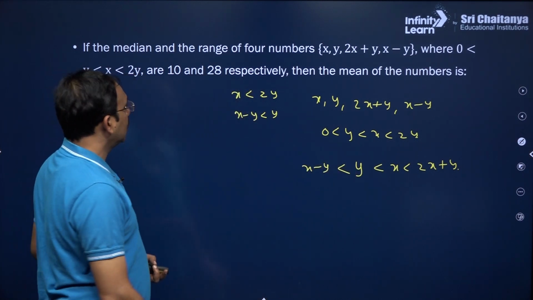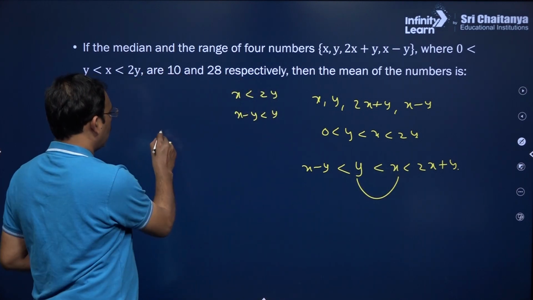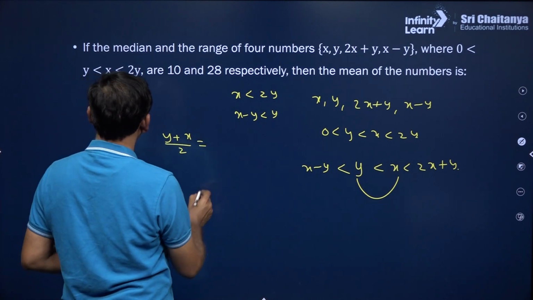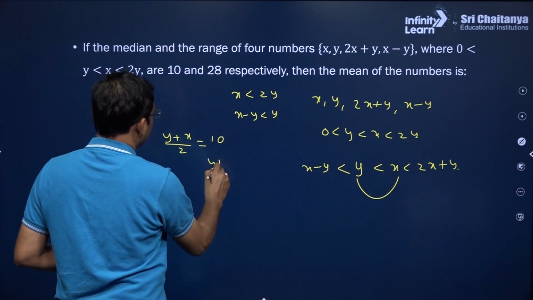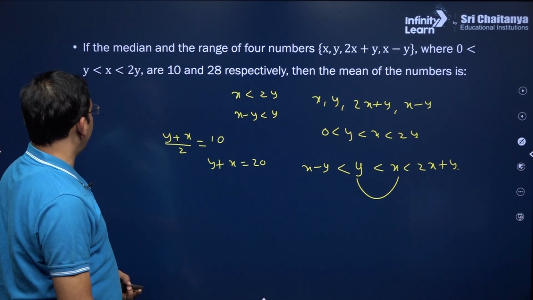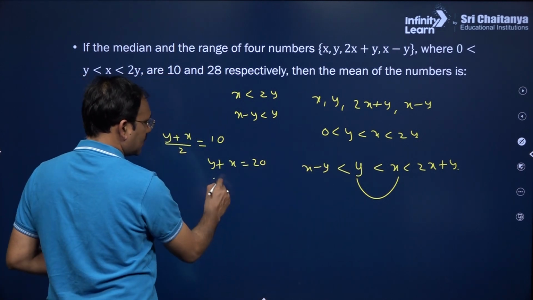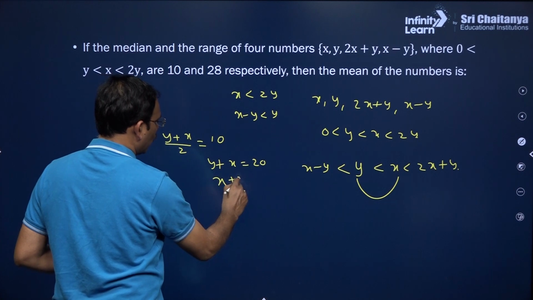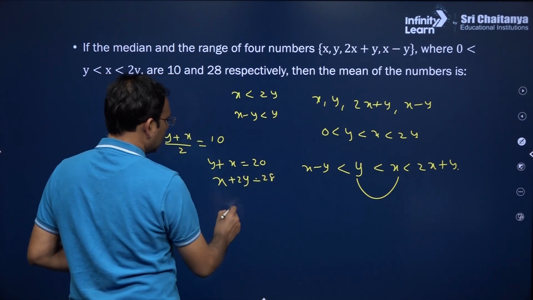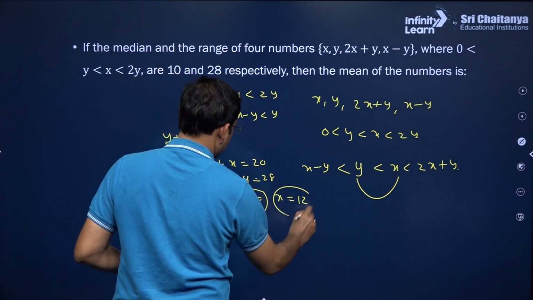This is the order. The median, in the sense there are 4 items, y plus x by 2 is going to be the median, which is 10. So y plus x is equal to 20, and we can say, my dear friends, range means maximum minus minimum. 2x plus y minus x minus y, that is x plus 2y, is going to be 28. The difference, y is equal to 8, so x is equal to 12. Okay.